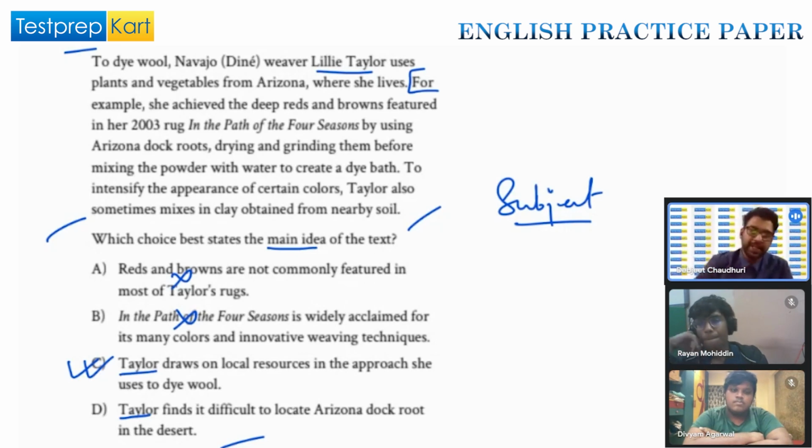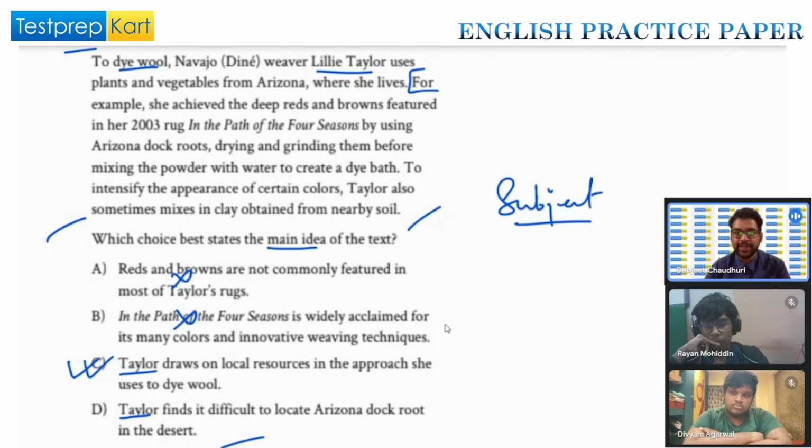All right. So C and D have the same subject, and as Divyam said, if she found it difficult to do it, she wouldn't do it. Right? She knows how to do it, and in option D, you have something mentioned which contradicts the subjects mentioned in the first part. Dye wool, Lily Taylor. This part mentions dock root, which is not even mentioned in the first two sentences. If maybe it had the word vegetables, I would have doubted it, but it has the word dock root, which is too narrow focused, one type of vegetable.